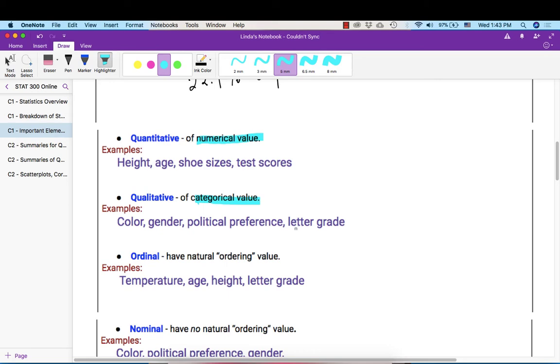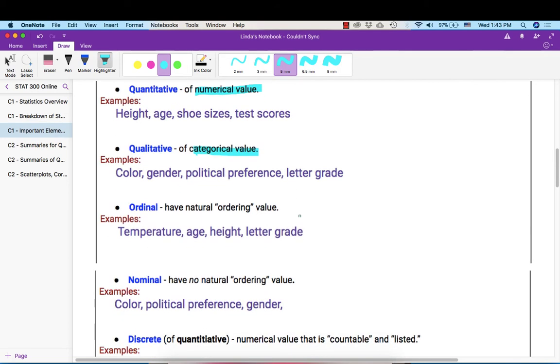Next, data that is ordinal have a natural ordering value. What this means is we can distinguish the difference between the values, such as temperature. We certainly know that 0 degrees is colder than 30 degrees. Age, height, and letter grade. We can see the difference of getting an A versus a B.